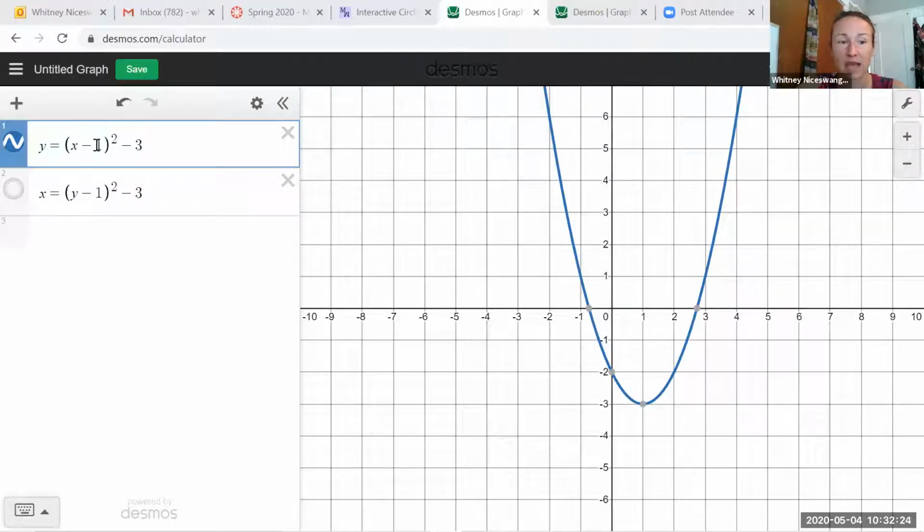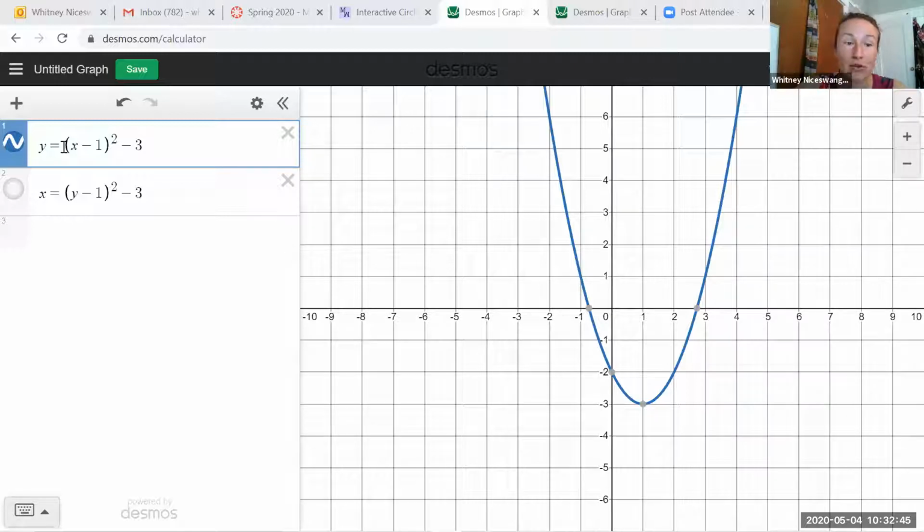So remember that minus 1 is really the minus h, so h is 1, so notice our vertex, the x coordinate is at 1, and then the minus 3 is our y coordinate for the vertex, so our vertex is at positive 1, negative 3. All right, that should seem familiar to everybody.